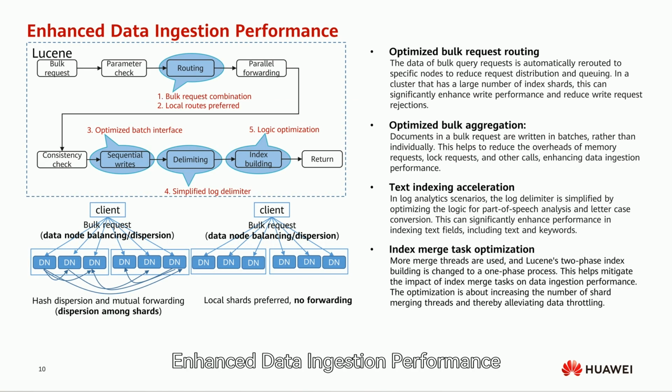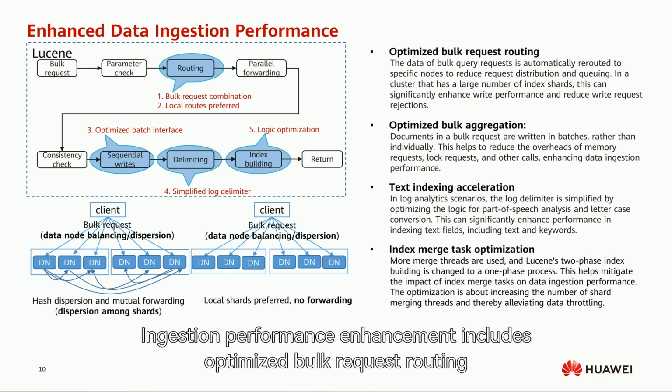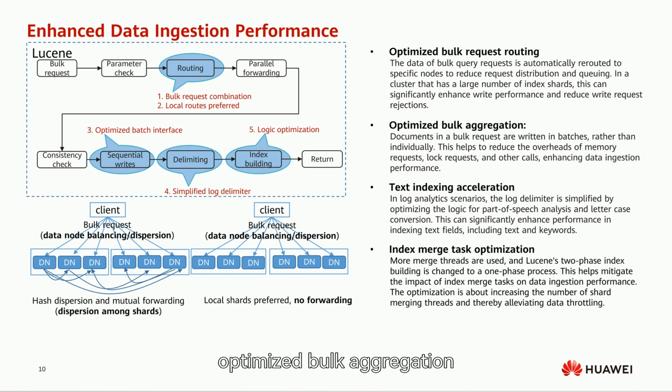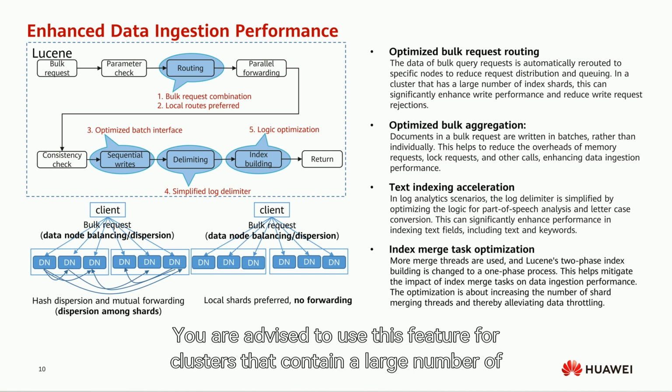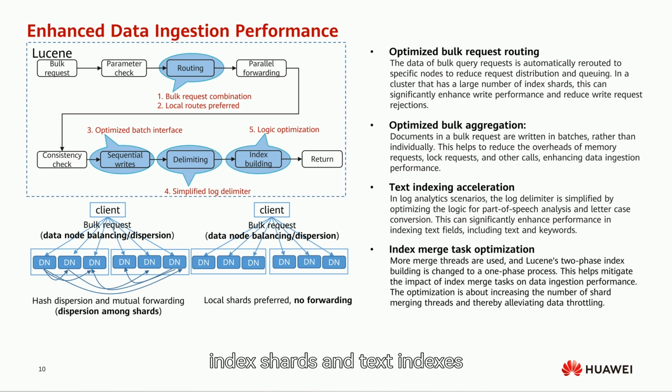Key Enhancement 6. Enhanced Data Ingestion Performance. Ingestion performance enhancement includes optimized bulk request routing, optimized bulk aggregation, text indexing acceleration, and index merge task optimization. You are advised to use this feature for clusters that contain a large number of index shards and text indexes, or have a high inbound data throughput.